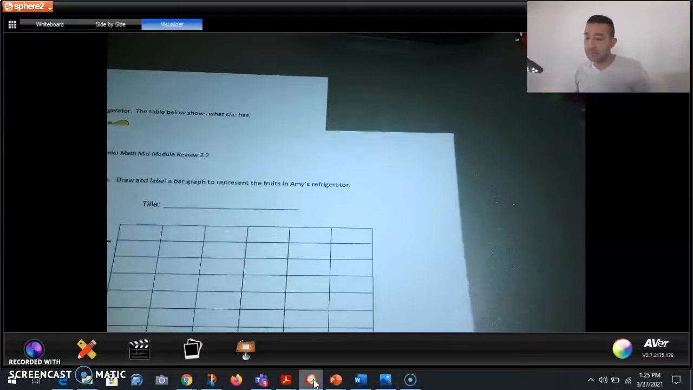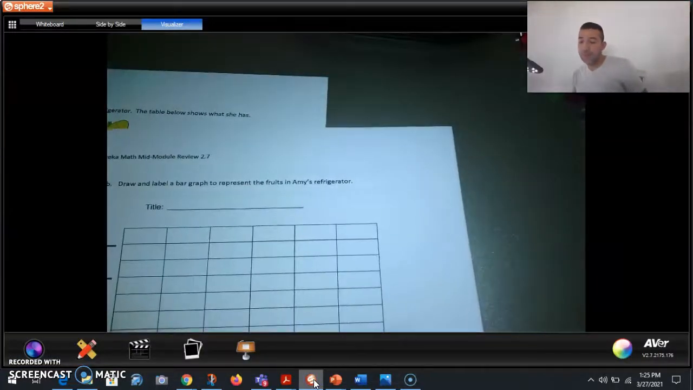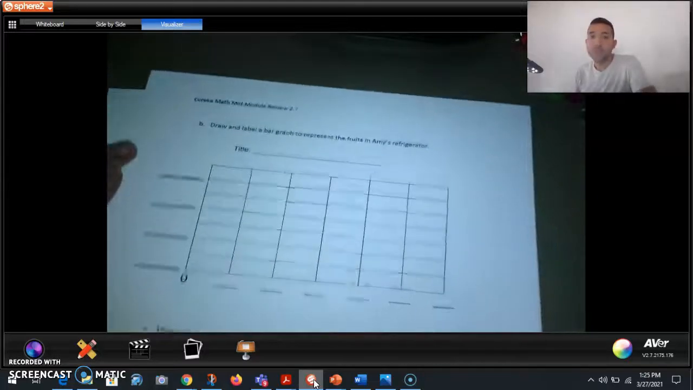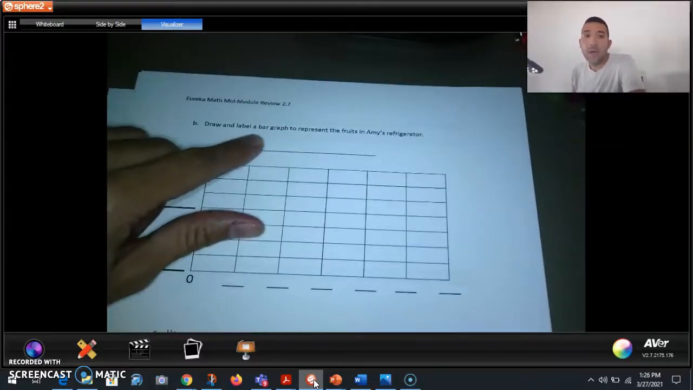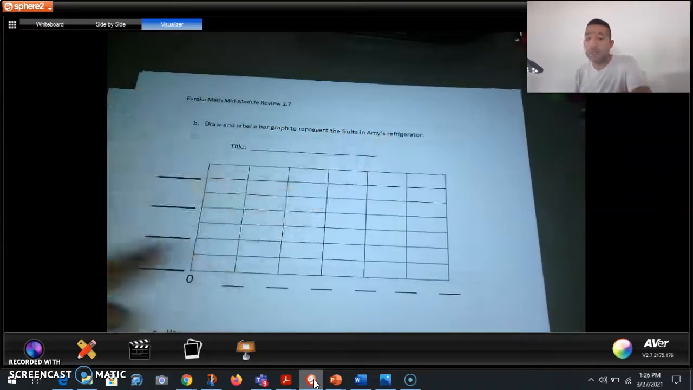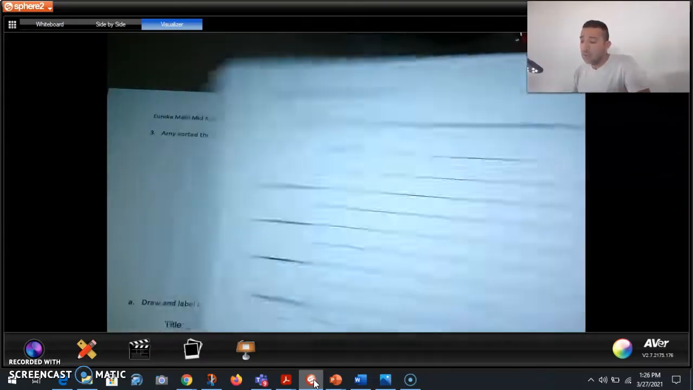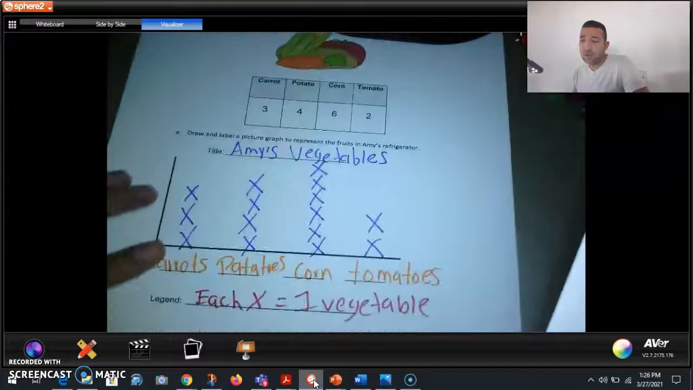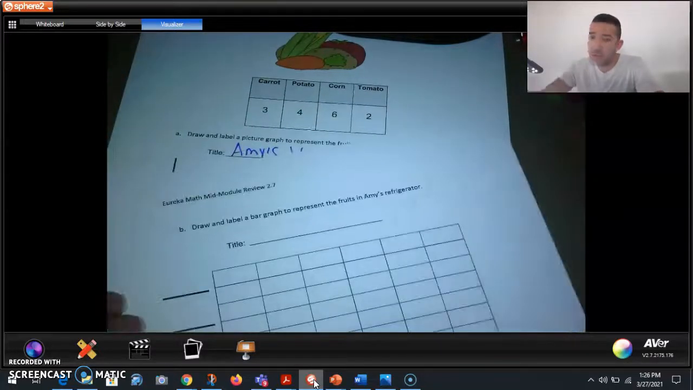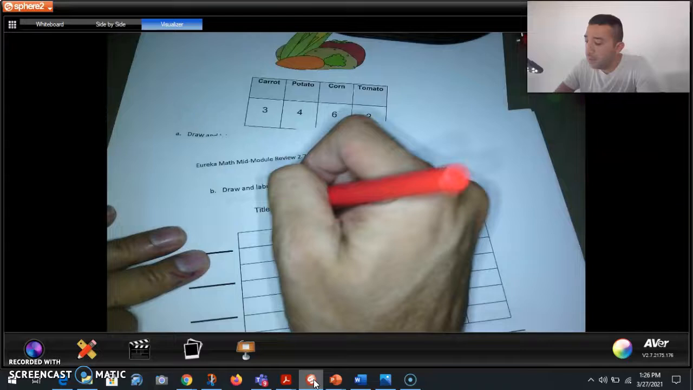Hello, boys and girls. So we're gonna continue where we left off. So B says, boys and girls, draw and label a bar graph to represent the fruits in Amy's refrigerator. So the title, we're gonna go back and look at this picture, the one that we just did right now. What will be my title? Amy's vegetables, right? We're still gonna continue doing that, writing Amy's vegetables.